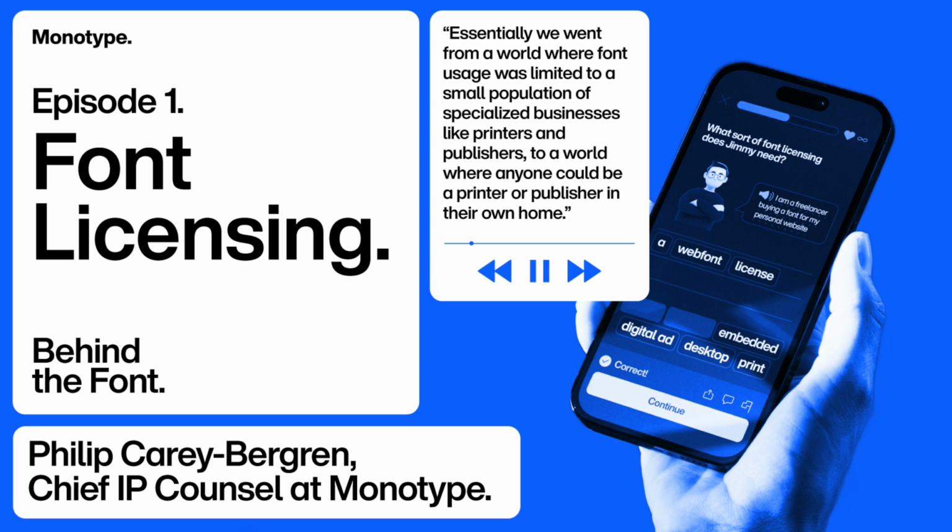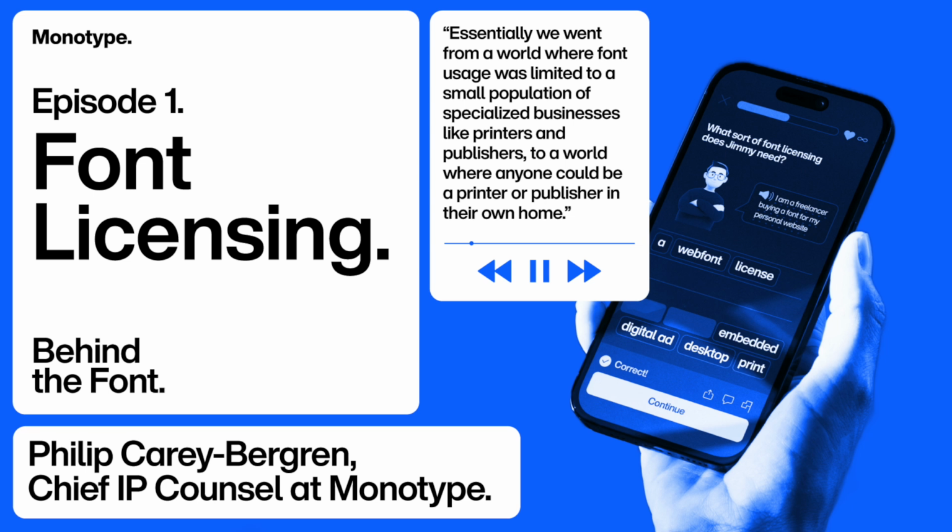Okay, so essentially we went from a world where font usage was limited to a small population of specialized businesses like printers and publishers to a world where anyone could be a printer or publisher in their own home. So I'm wondering, why does this history matter? What does it tell us about font licensing?